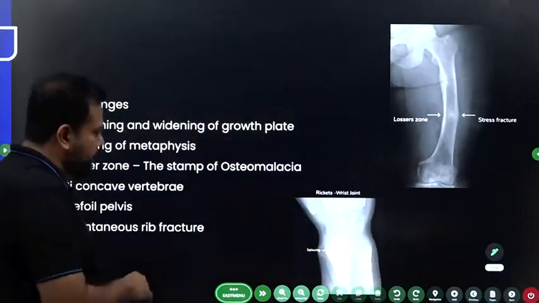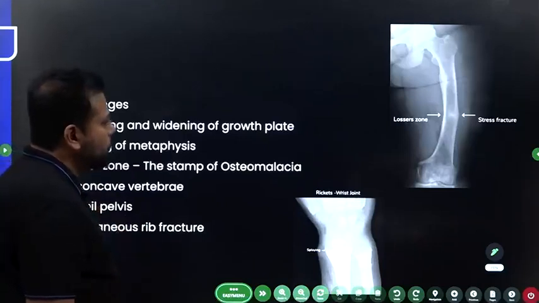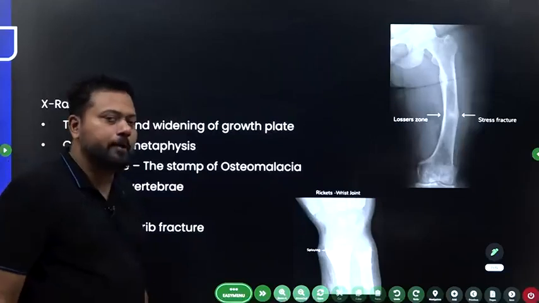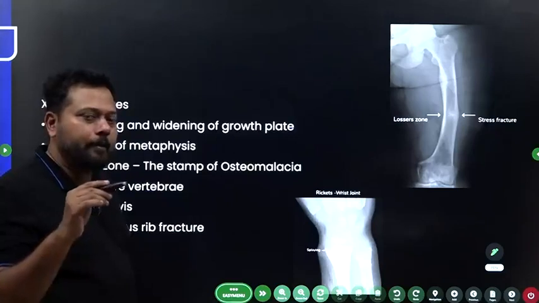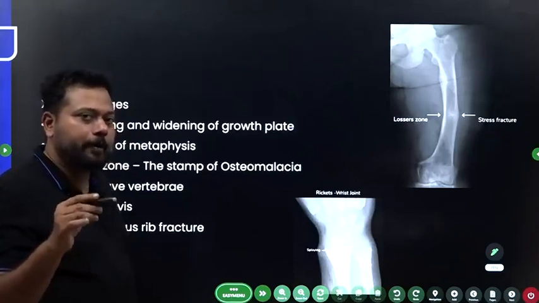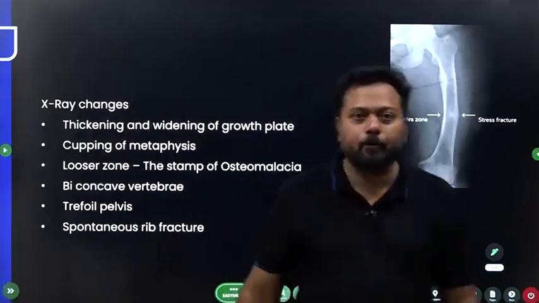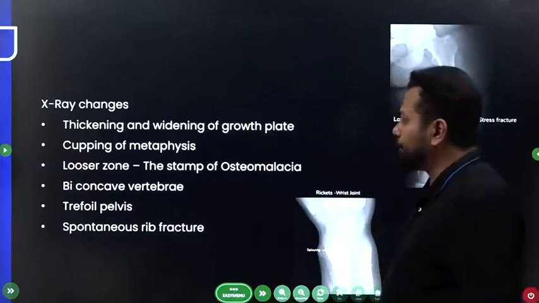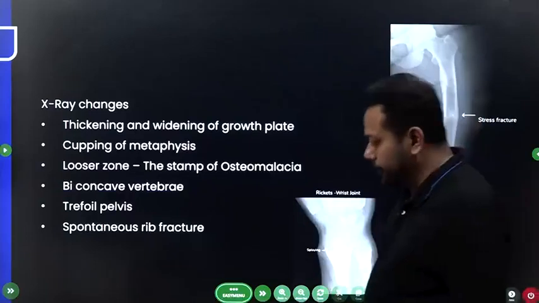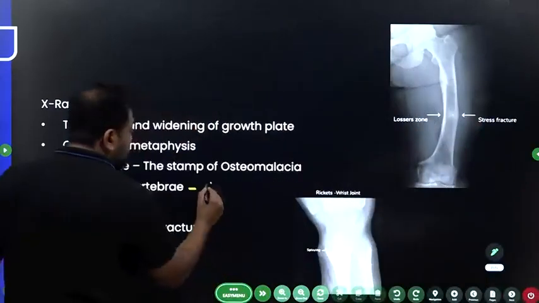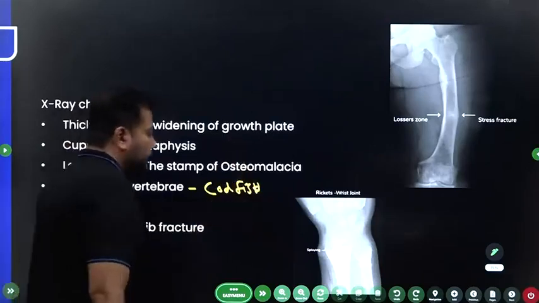Next is fraying of the metaphysis. Then Looser zone. What is Looser zone? It's a zone of translucency in the epiphyseal-metaphyseal junction, which causes a pseudofracture. It's called milkmaid fracture or stress fracture. Then they can have a biconcave vertebra, otherwise called codfish vertebra.